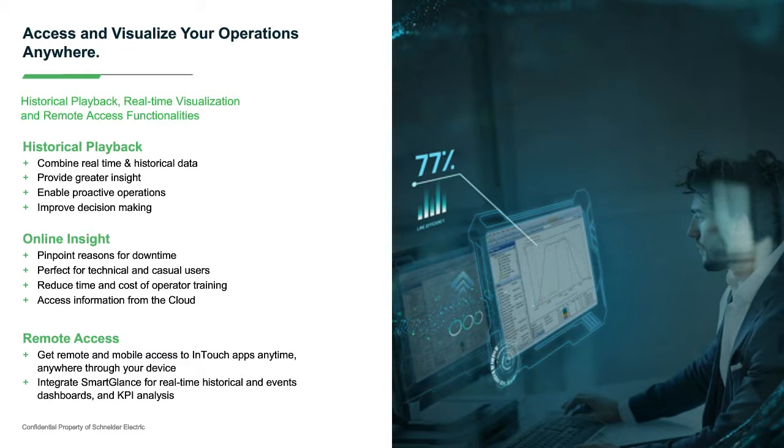Online Insight is the name of our cloud-hosted systems that connect directly inside of our platform to allow you to pinpoint reasons for downtime, and allows technical and casual users to access information and search through information to reduce time and cost of operator training, as well as accessing information from the cloud. And cloud extensions are being natively built inside of System Platform 2017, as well as facilitating remote access to your control and your operations management interface to get remote and mobile access to those InTouch applications anytime, anywhere, through any device. Integrating Smart Glance as part of our information model for real-time historical and event dashboards and KPI analysis from virtually any mobile device.